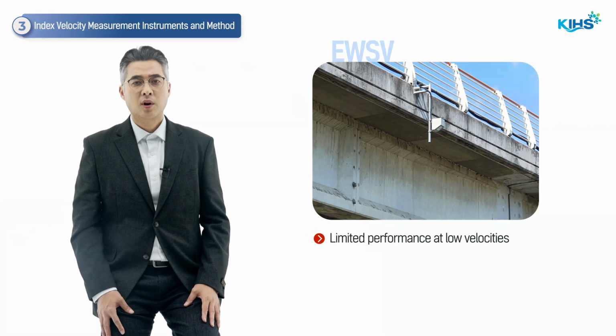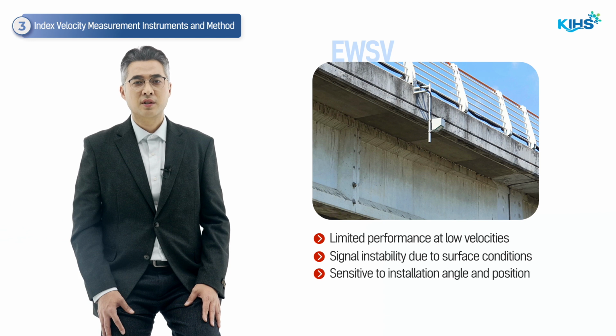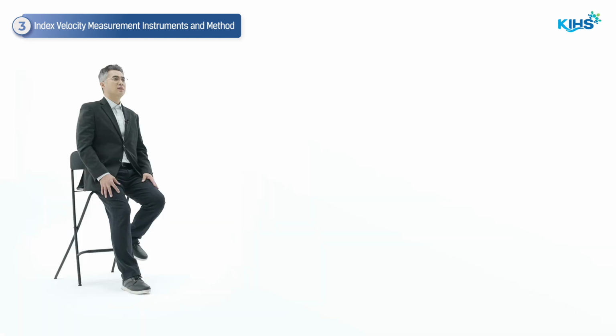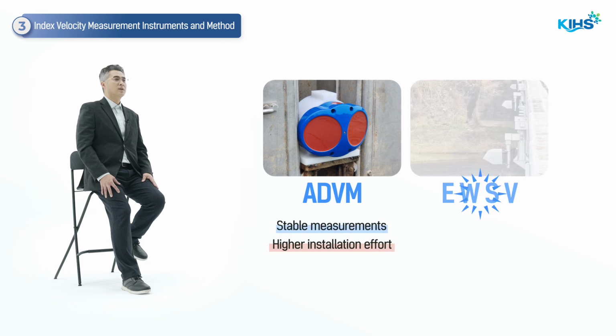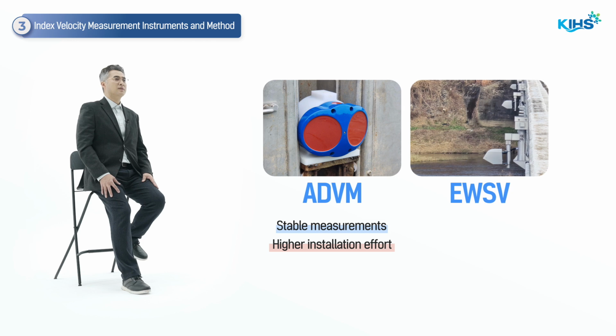However, it is less effective at low flow velocities, and signal stability can be affected by surface conditions such as foam, waves, and floating debris, making it sensitive to installation angle and position. In summary, contact-type ADVMs are relatively stable, but they involve greater installation and maintenance efforts. On the other hand, non-contact EWSV instruments are easy to install and safe to operate, but are more sensitive to environmental conditions. In practice, the appropriate instrument is selected based on site characteristics and river conditions.